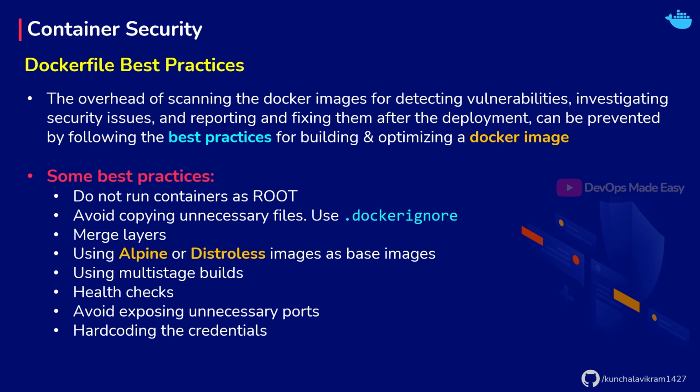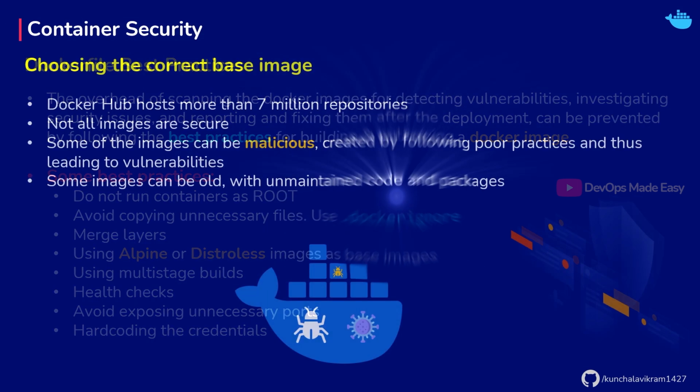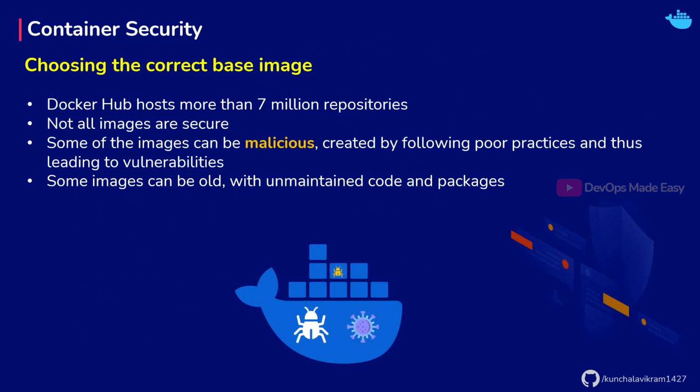We can also include health checks so that the containers are always checked for their healthiness. We can also avoid exposing unnecessary ports. We should expose only the necessary ports that are needed for the application to run. And it is always a best practice not to hard code any credentials or provide any sort of credentials in the Dockerfile. And for building a smaller Docker image, it is always necessary to choose the correct base image.